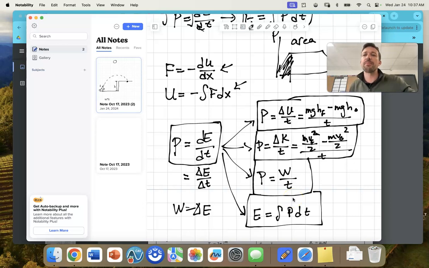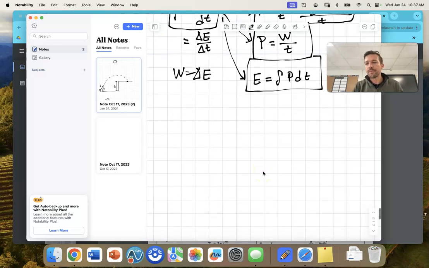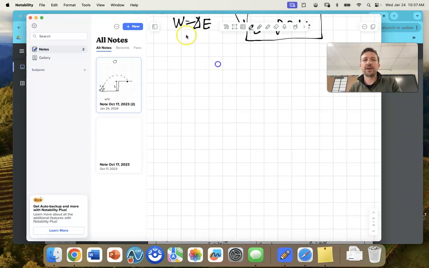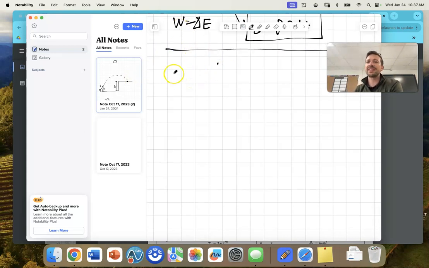So let's do a couple examples. Let's talk about a light bulb. A standard incandescent light bulb for a house is 60 watts, right? Which means that, let's just understand what this means. A light bulb uses 60 joules of energy every second, right?